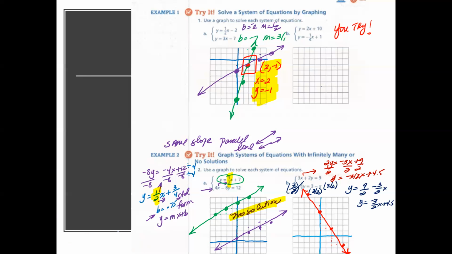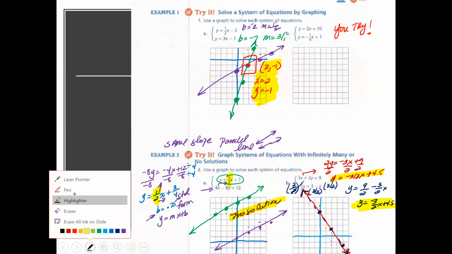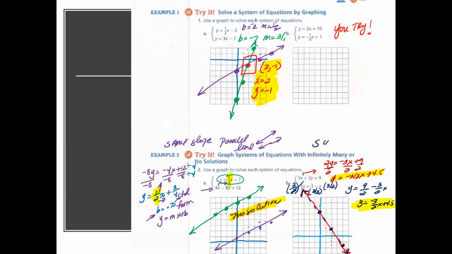Now let's go ahead and take a look at the other one. 4.5, start right there. Go down 3 over 2, down 3 over 2. Uh-oh, what do you guys notice here? It looks like these two lines are literally on top of each other, which is true because they have exactly the same graph. So there's the same line.